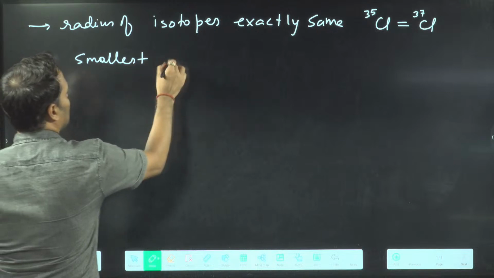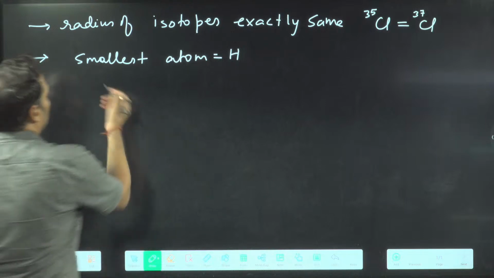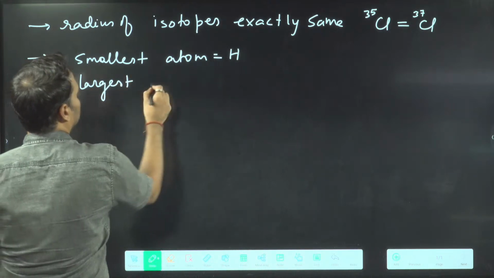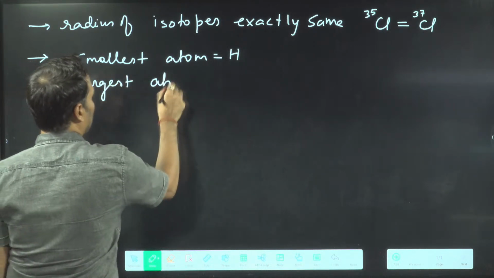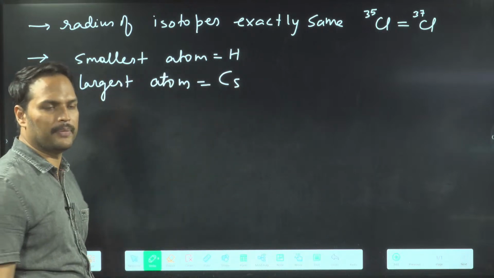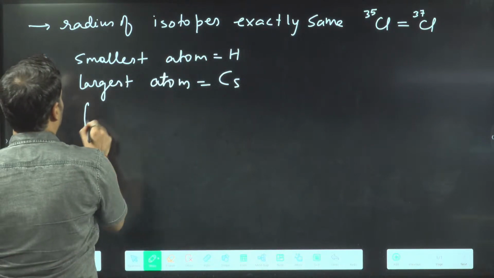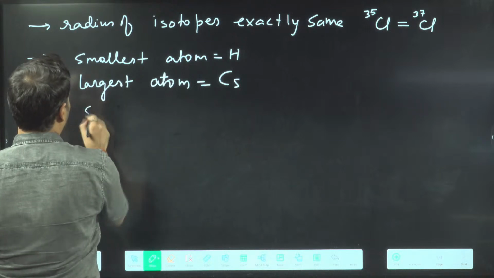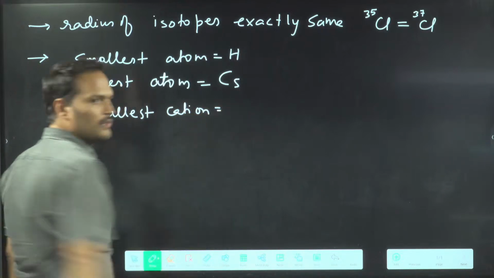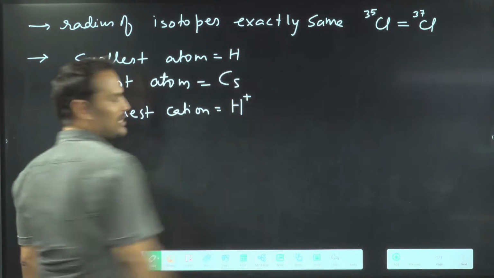Now again we are going to write something. Smallest atom. If I ask you the smallest atom, what will you say? We will say hydrogen. If I ask you the largest atom, then you can say cesium. We are not considering seventh period elements. Now, if they ask you the smallest cation, then what can you say? H is the smallest atom. You make a cation, you will get the smallest cation.